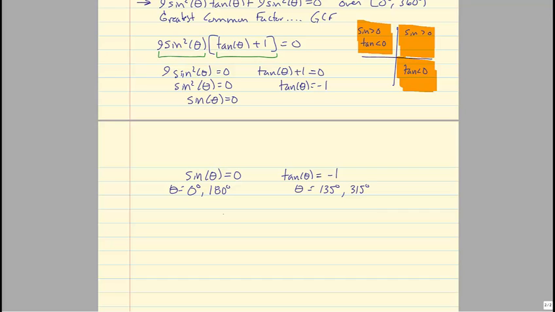Now when I write my answer, at the end I list these in order from smallest to largest. So that would be 0 degrees, 135 degrees, 180 degrees, 315 degrees. So those are my answers. And again, we list these in order from smallest to largest. So there's an example where we looked at the greatest common factor before we got started with the problem.